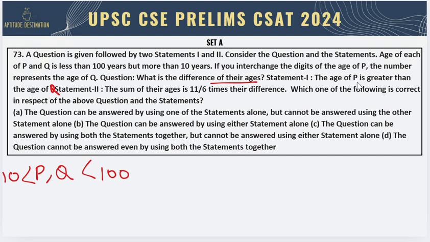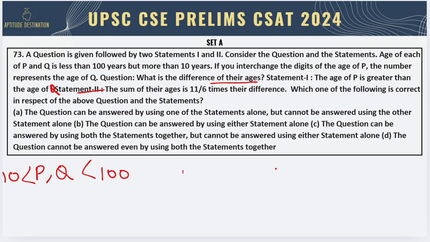The first statement says the age of P is greater than the age of Q. Now this can take any value, right? There are n number of possibilities. Like I said, if P's age is 82, then Q's age will be 28, which satisfies the statement where P is greater than Q. But I can also take 73, for example. This will give me 37, which is still greater. So there are n number of possibilities. So statement 1 alone cannot tell me the difference between their ages. Let's go for statement 2.